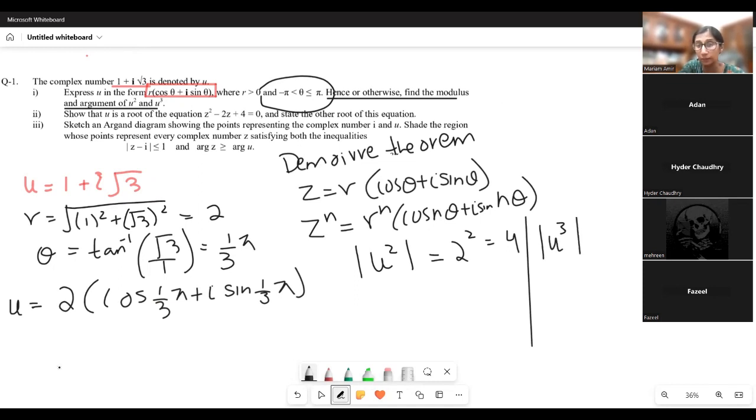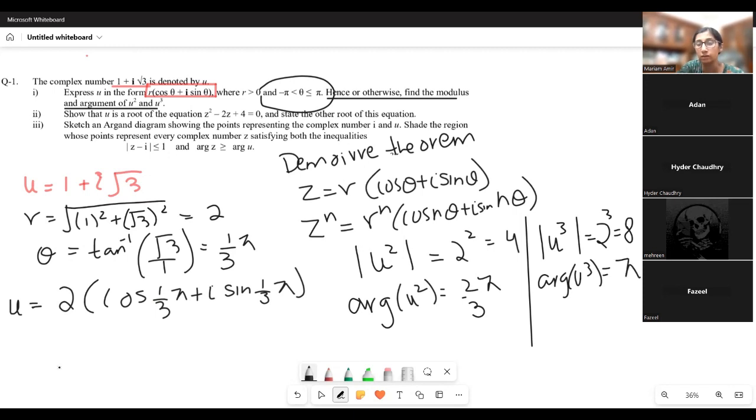Modulus of U cube, not argument, my bad, is going to be 2 cube, which is 8. Similarly, argument of U square is going to be 2 times 1 by 3 pi. So 2 by 3 pi, and argument of U cube will be 3 times 1 by 3 pi. So that's just pi. So any questions?